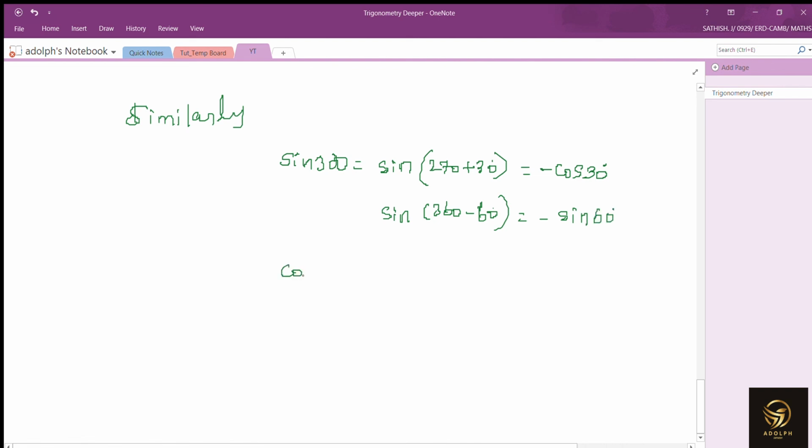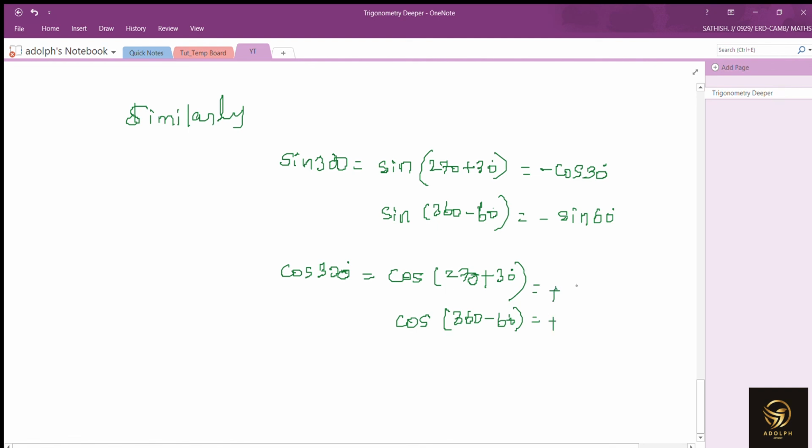And cos 300 can be written as cos 270 plus 30, or else cos 360 minus 60. Whether I have to write positive or negative, it is going to be positive, because in the fourth quadrant cos is positive, and I just have to concentrate on the values because both are positive, and I don't need to mention it, and even if you want to, you can.